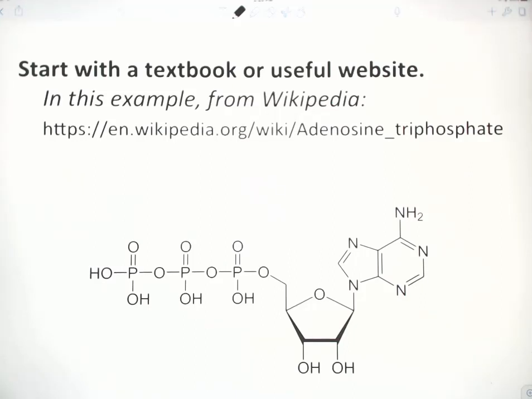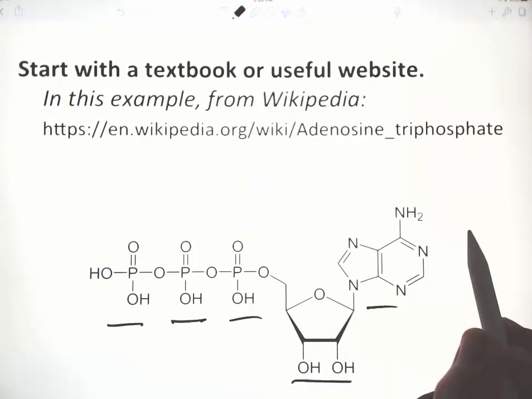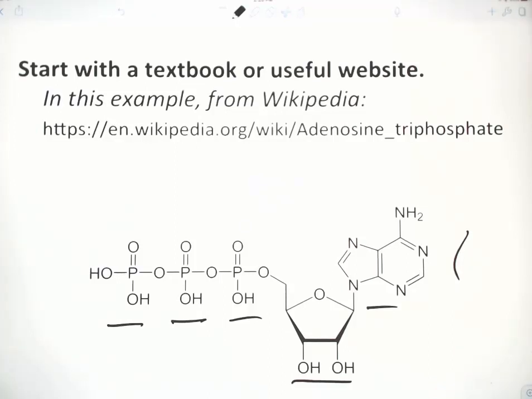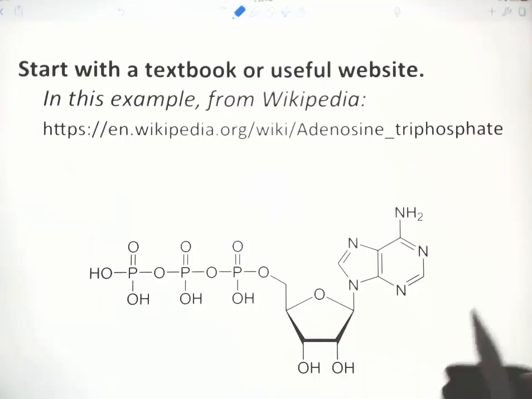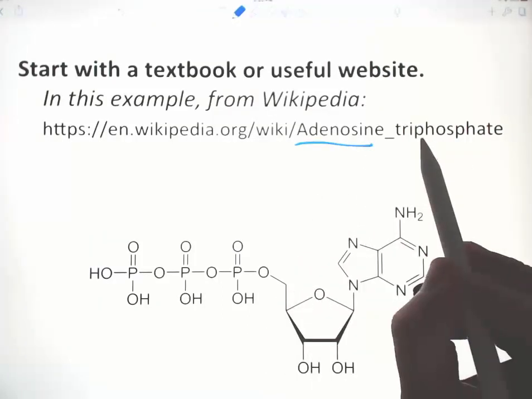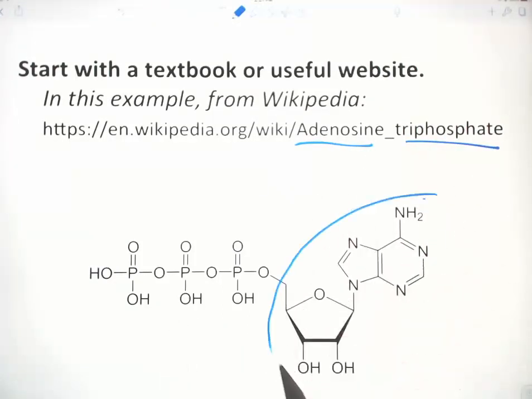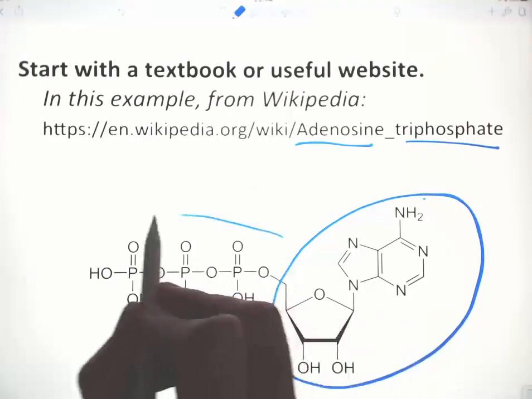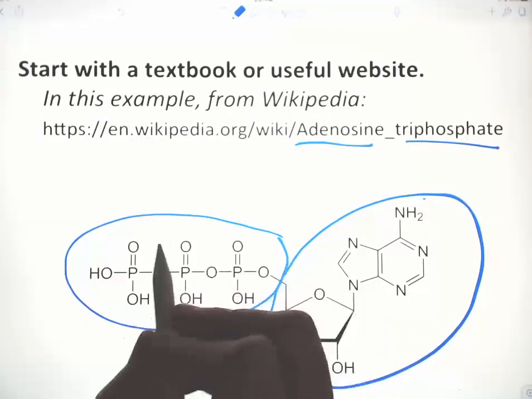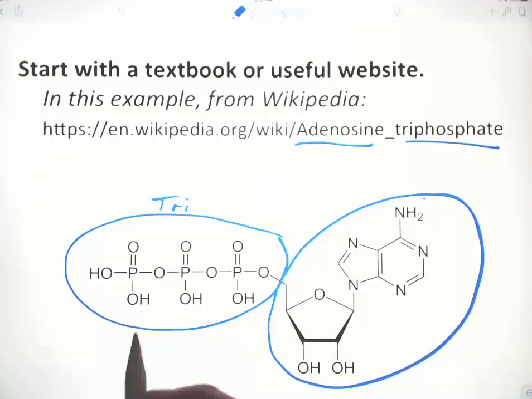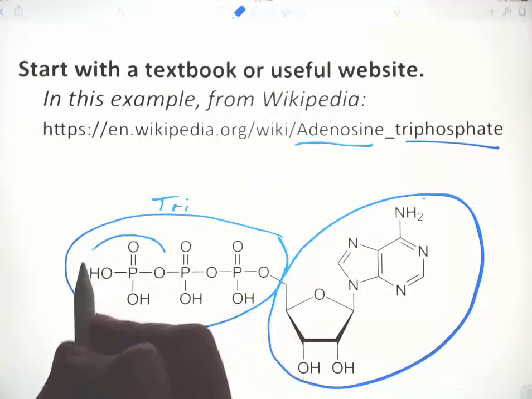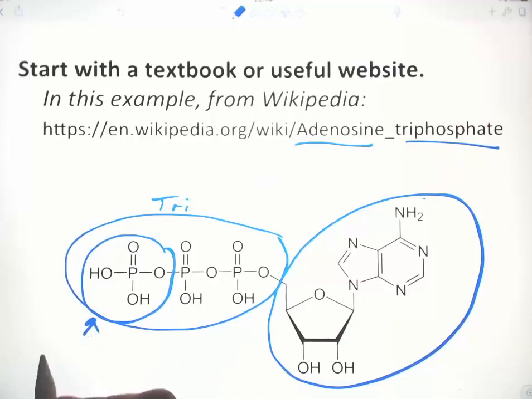If you need to learn and understand the structure of ATP, the problem here is that the molecule is too complex. There are well over 30 different parts of the molecule. You have to decide which parts are the most important. In looking on Wikipedia, you might want to start by breaking it down to adenosine and triphosphate. Adenosine is this part, and the phosphate is this part. This is the triphosphate, and a single phosphate is just this piece.